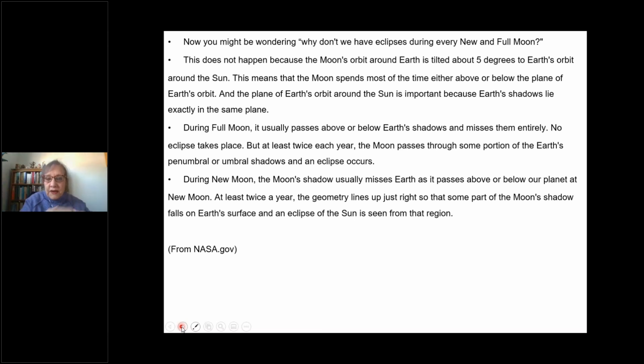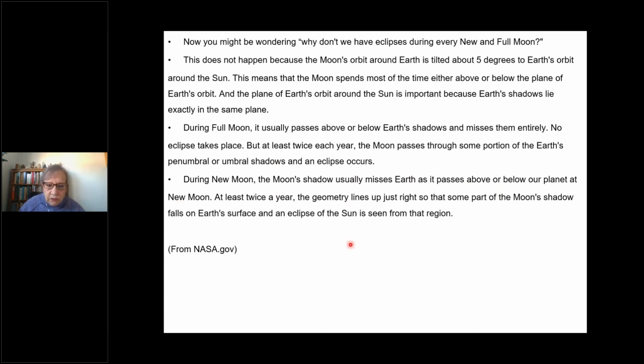So that means the moon is actually spending most of the time either above or below the plane of the Earth's orbit. Again, I didn't put one in, I apologize, but there are a lot of diagrams where you can see this online. And during the full moon, it will pass above or below Earth's shadow and miss it entirely most of the time. But twice a year, when you have those eclipses, as we just saw, the moon will pass through some portion of the Earth's shadow. That's when you have the eclipse.